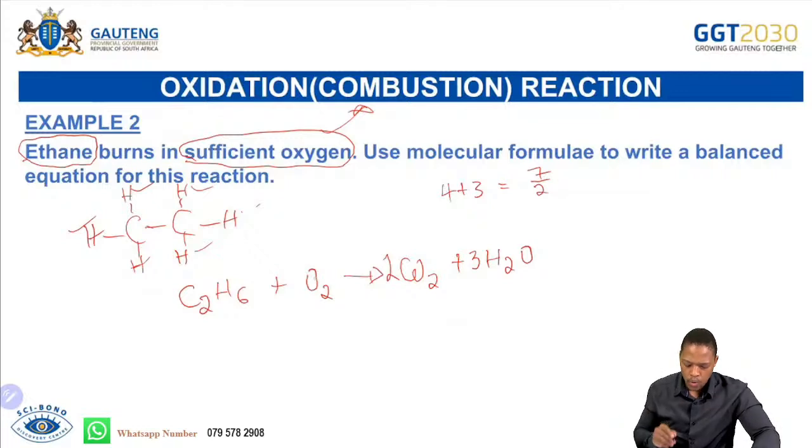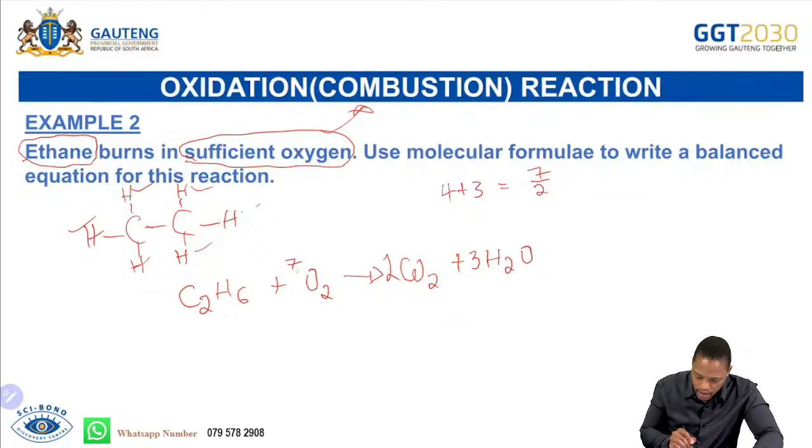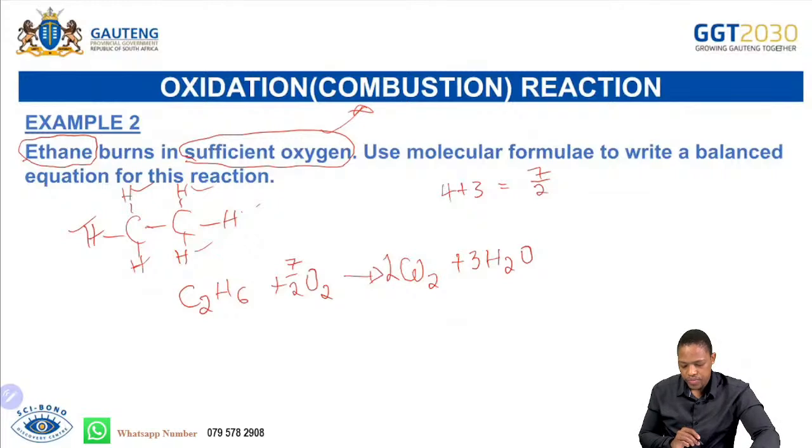So what do I do in that case, okay? Take the 7 over 2 as a fraction as it is, grade 12. Write it here, 7 over 2, okay? But this is still not allowed. You cannot have a fraction in a chemical equation and then claim that it's balanced. So what can I do?